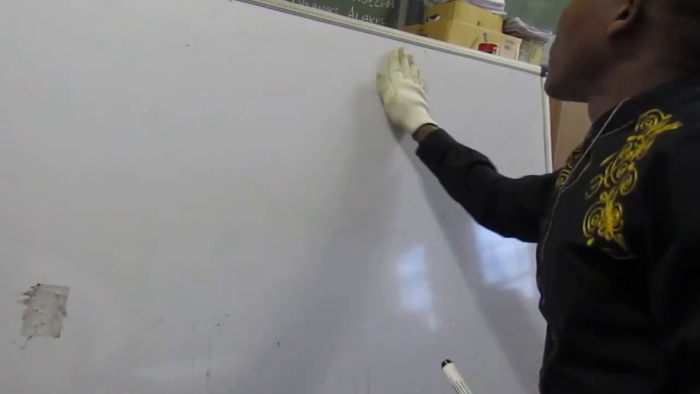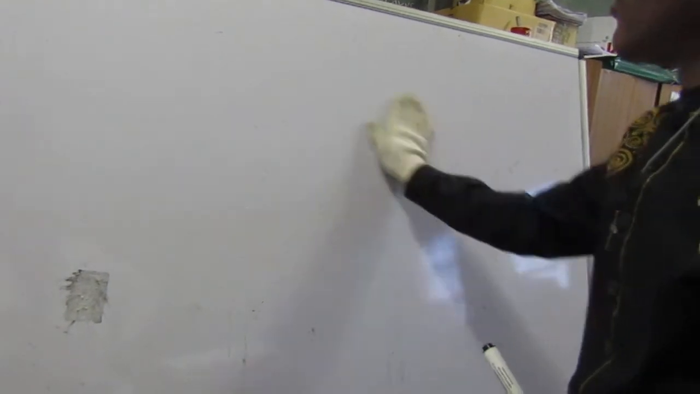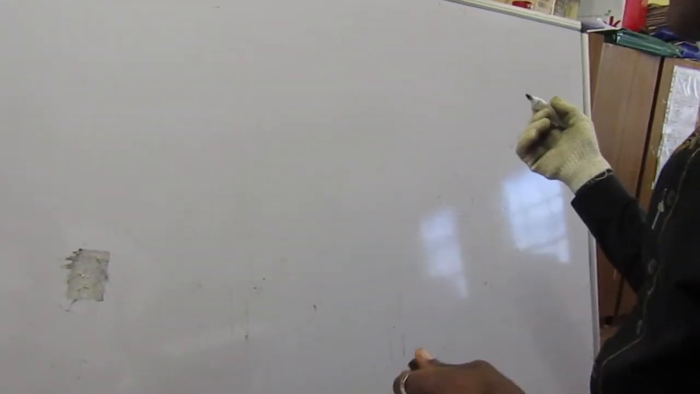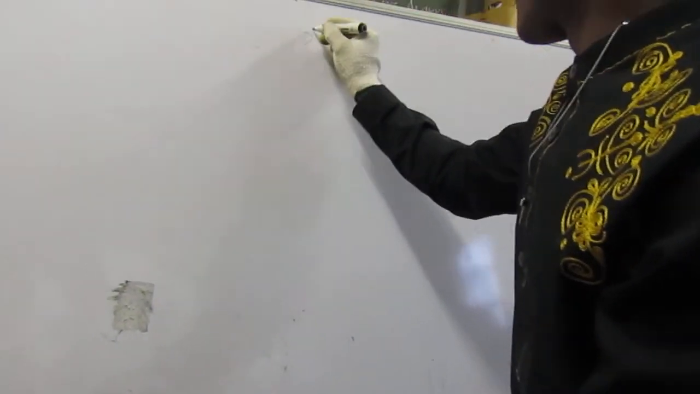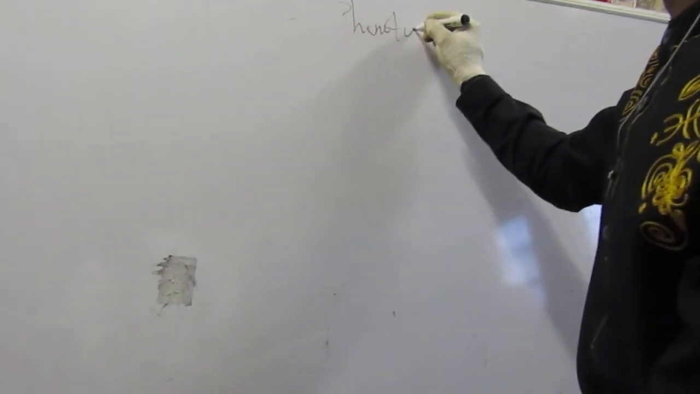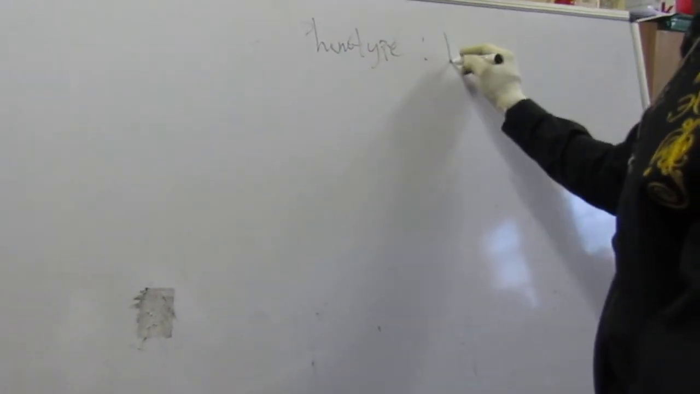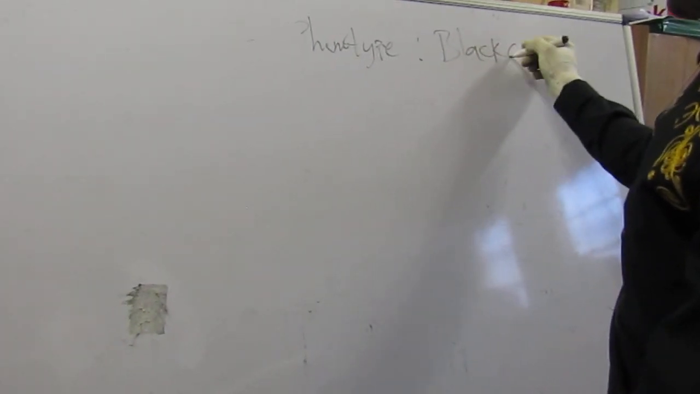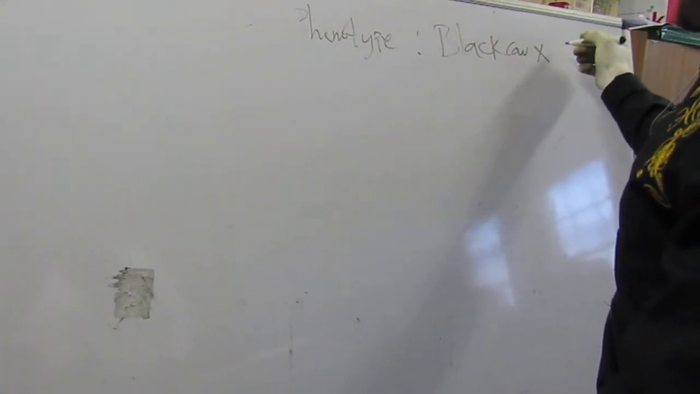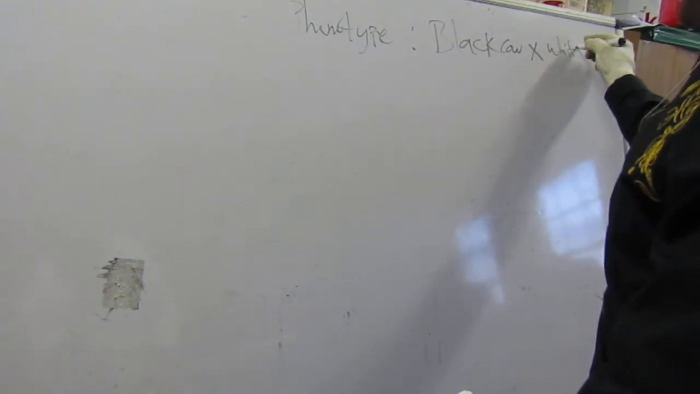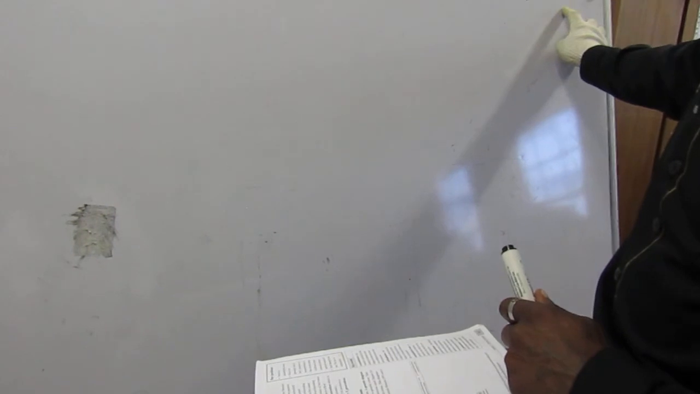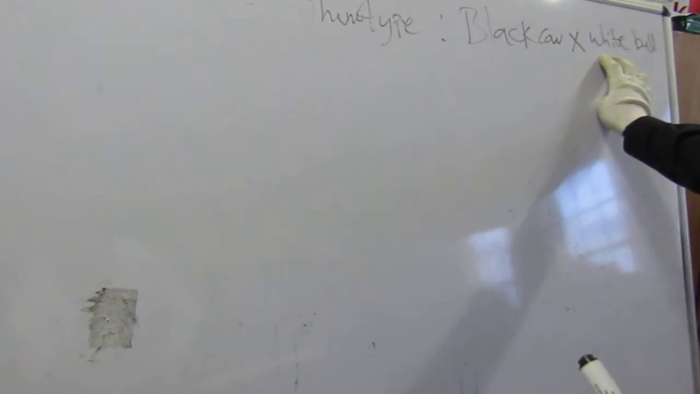For the last one, I'm going to use a punnett square again. Let's say we're crossing a black cow with a white bull. Let black be dominant over white. Once you mix black and white, you're going to get black only.